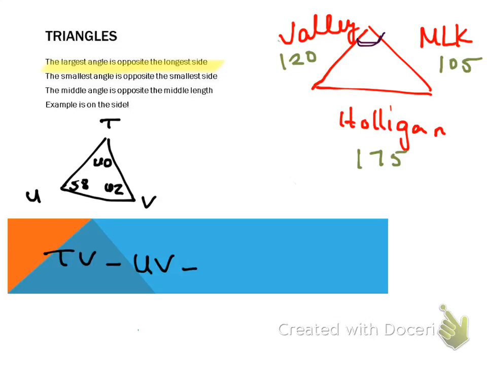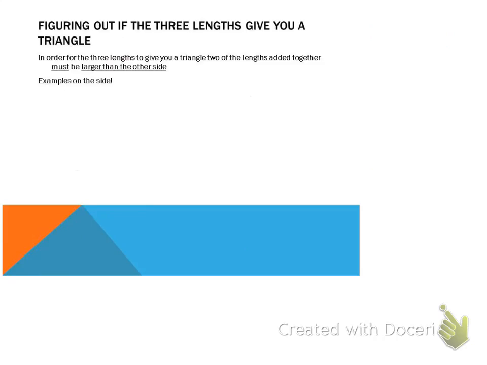And then lastly, 62 is our largest side. Across from it is UT, so UT is our longest side. I'm sorry if I put the letters in a different order, but that's how you solve that problem. That's pretty much the same as problem 3.